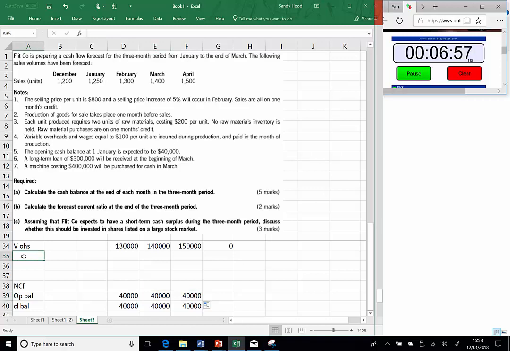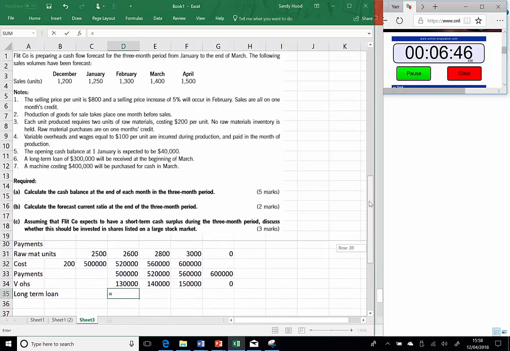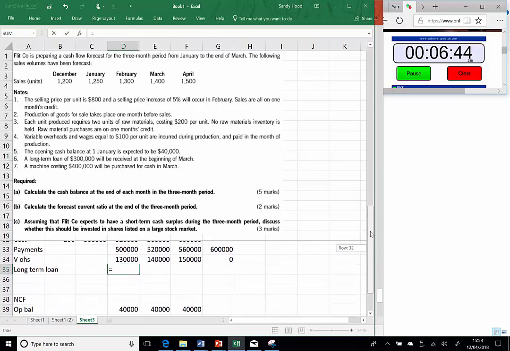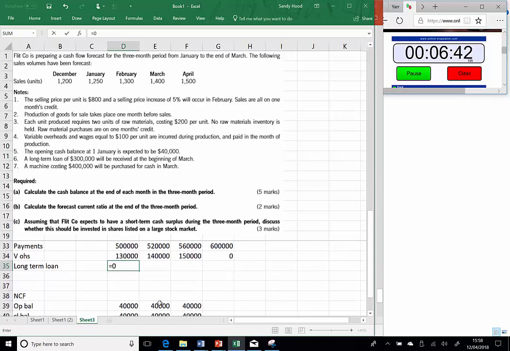And here I've got the long-term loan being in March, so there's nothing to have in that month, and we're going to have 40,000 coming in. And then we've got the machine purchase, which is going to be 400,000, so I've got that completely wrong, 300,000 and 400,000 going out.